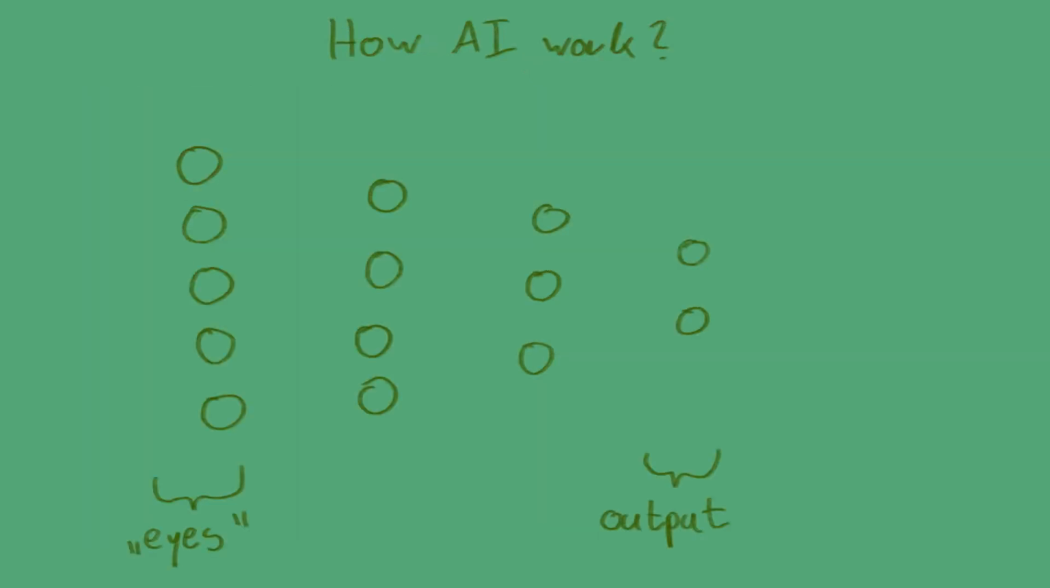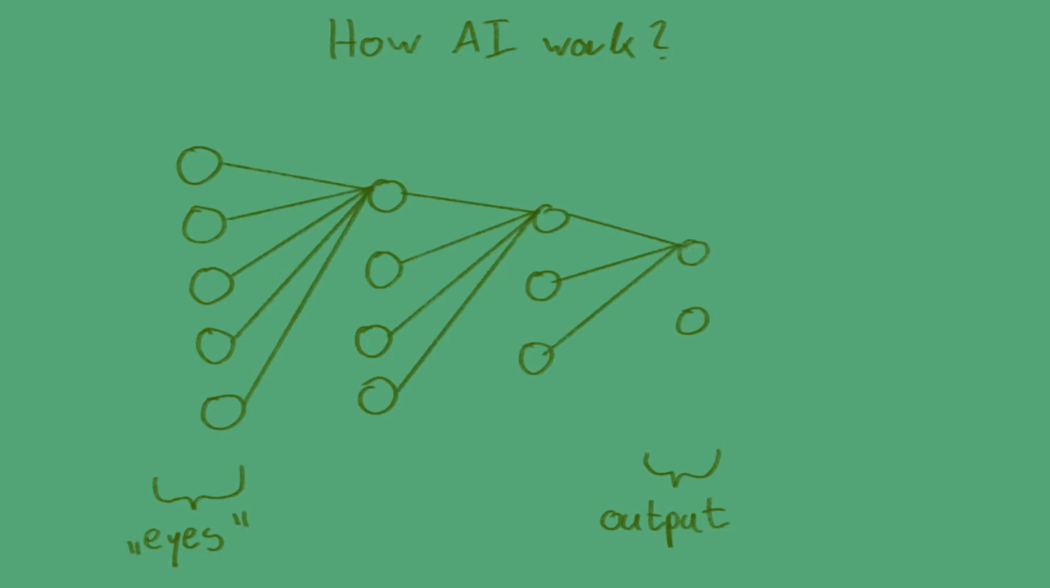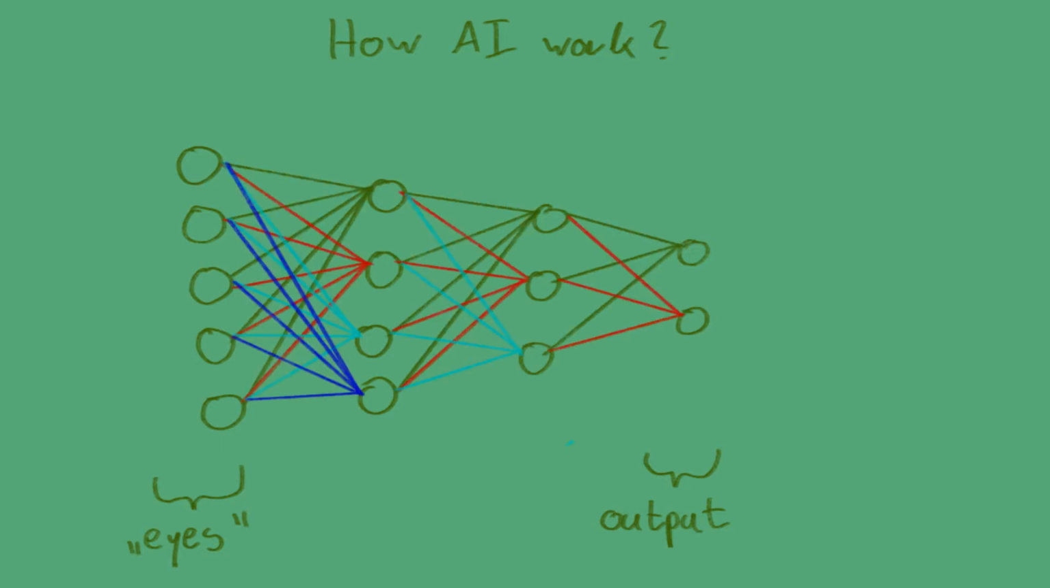It's like a pyramid. The input is on the left, the output is on the right. All these nodes are connected with a string. And actually there are many strings, and also every string has a weight attached to it. Also, it's important to know that every node has a value between 0 and 1.